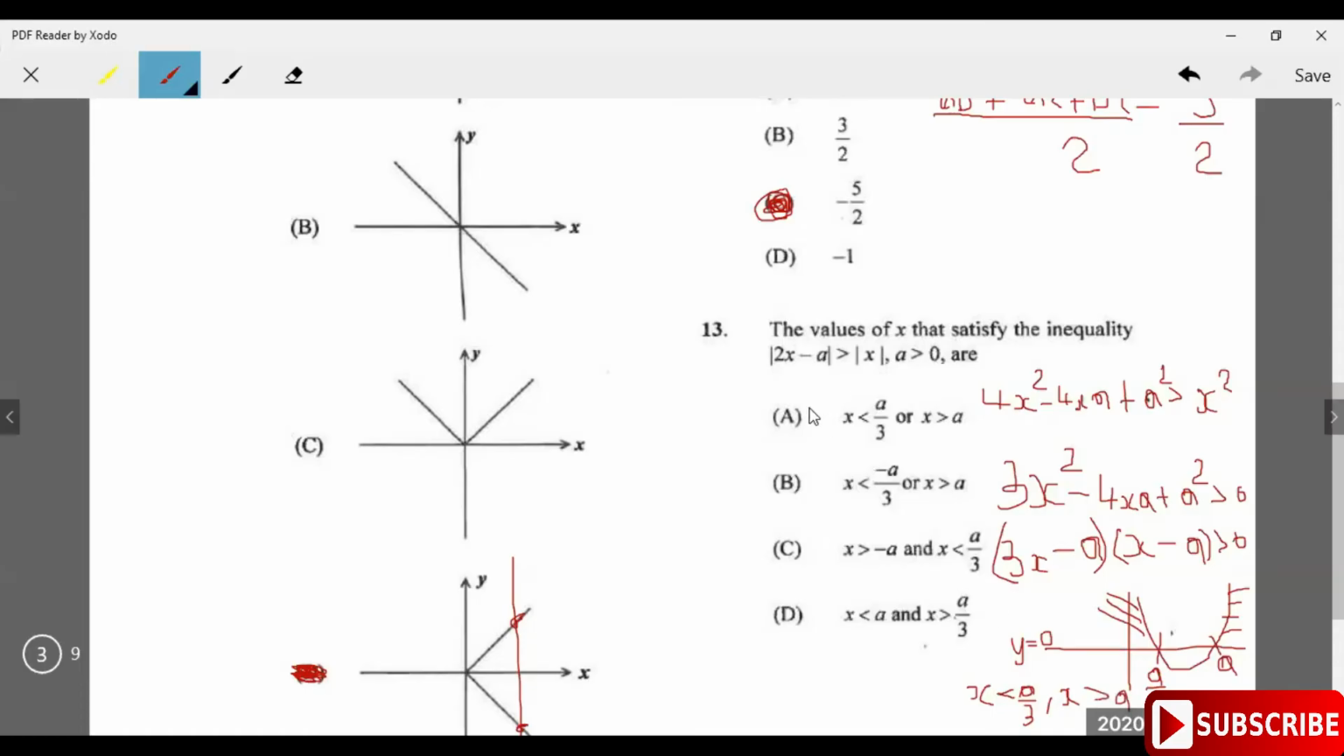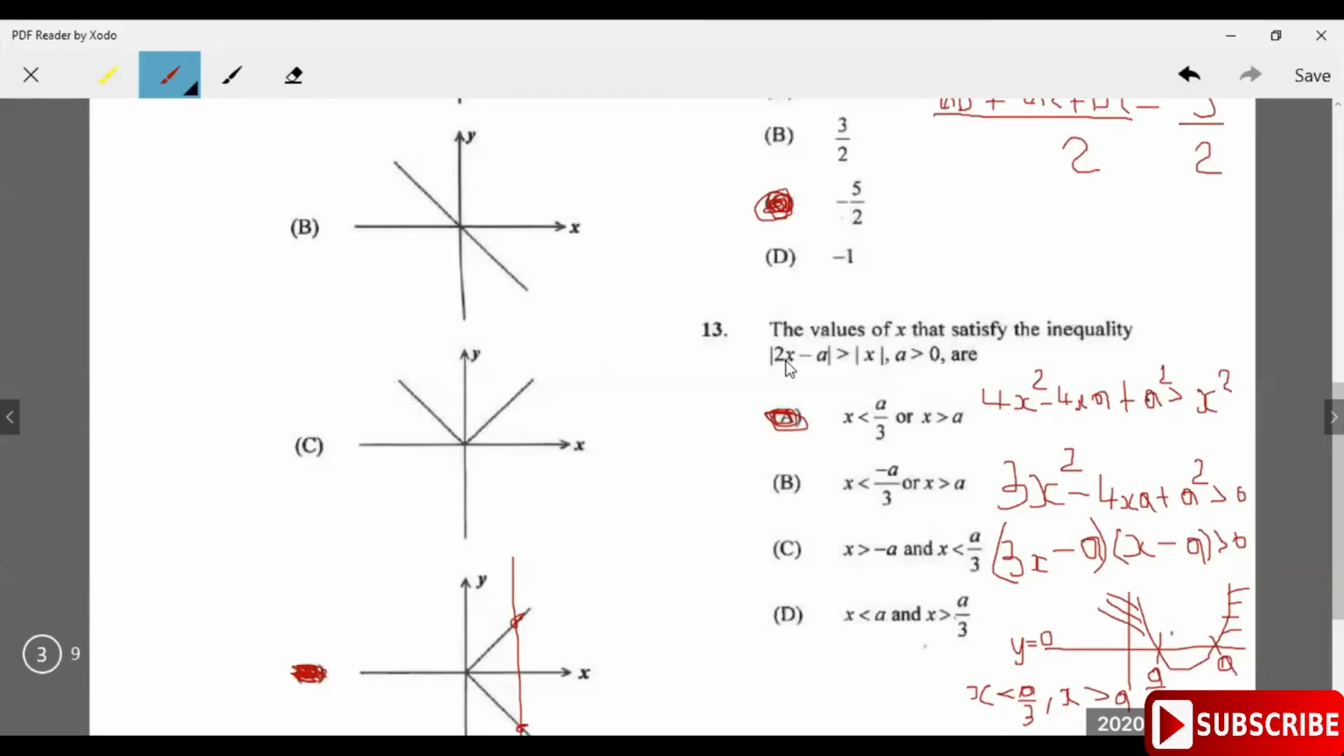So that answer is a. You can try answers. For example, let's say x is equal to 2a. 2a is greater than a. When x is equal to 2a, we get 2 times 2a, which is 4a. 4a minus a is 3a, and 3a is greater than 2a, clearly. So when x is greater than a, we see that it is true.